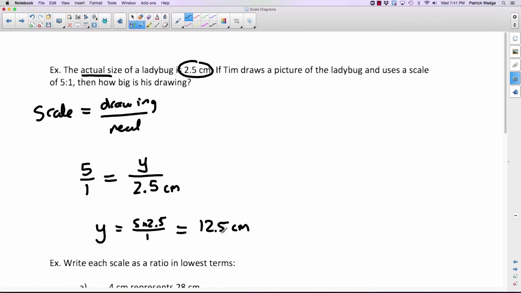What do you think? Is that a good unit to put it in? I think so. You wouldn't want to change it to meters. You could change it to millimeters, I suppose, but I think this is a very good answer. So I don't think it's necessary to switch the units this time.